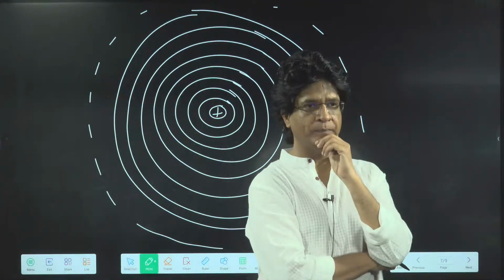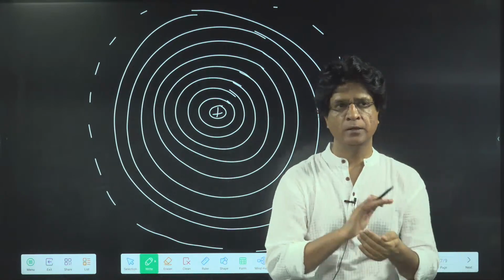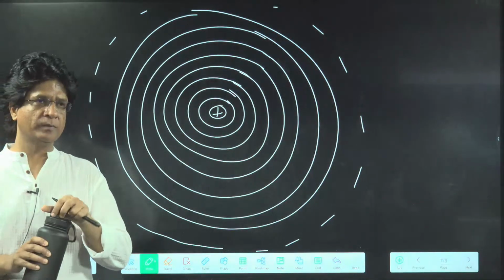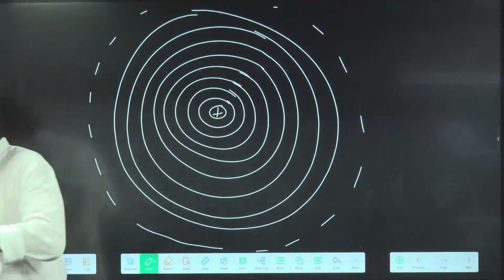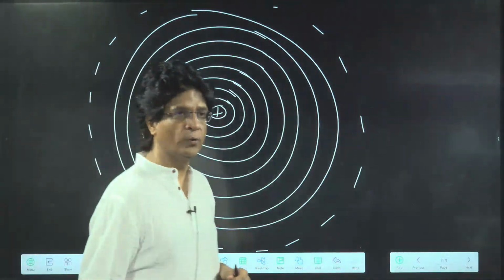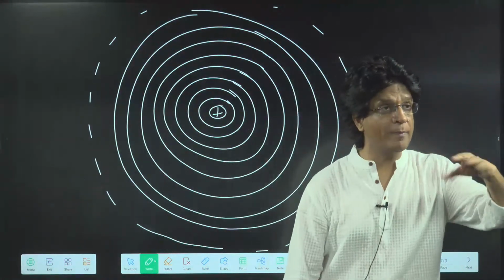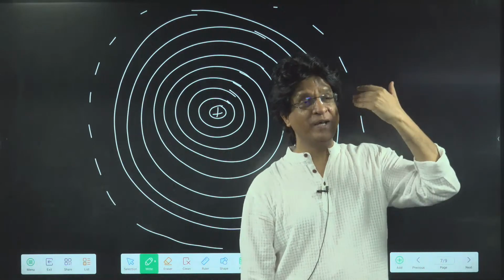Okay, how many orbits are possible in hydrogen atom? Be quick. How many orbits are possible? No. The answer is not one. Infinite orbits are possible. Not one orbit, infinite orbits.